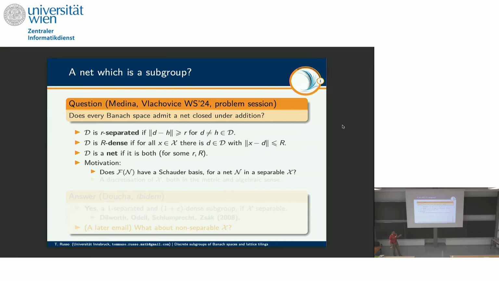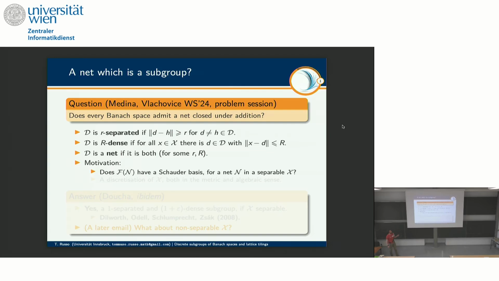And remember that there is this problem by Godefroy whether the free space over a uniformly discrete metric space has the bounded approximation property, which is weaker than a Schauder basis. So there is some connection to some famous problem. However, in these results, it kind of helps that you don't have a net, but you have a grid. So like something like the integer lattice.